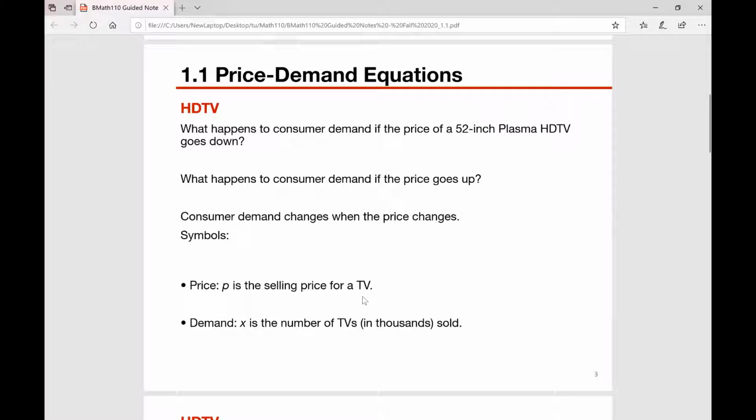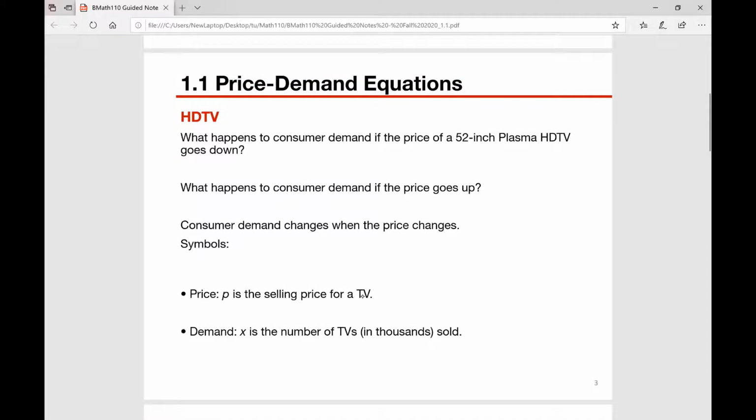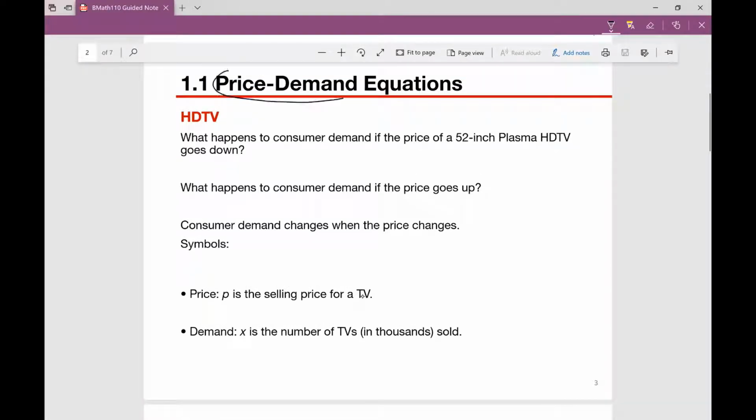So in this section 1.1, we're going to talk about the price and demand equation. The first question in here is, if I have a plasma HDTV company, what happens to the consumer demand if the price of a 52-inch plasma HDTV goes down? You should know that if the price goes down, demand is going to go up.